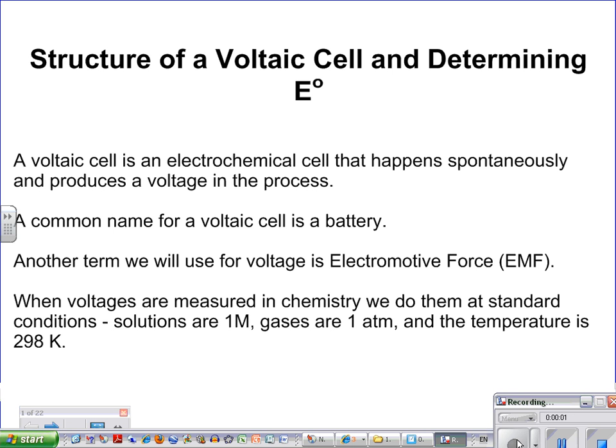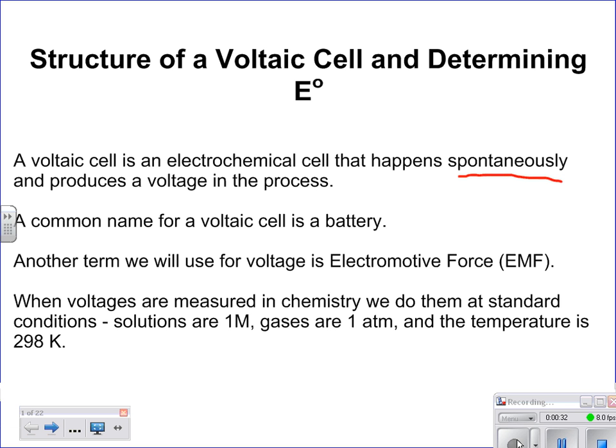Okay, so now what we want to do is determine the structure of a voltaic cell and also determine the cell potential. We have looked at the difference between a spontaneous and a non-spontaneous reaction. So we want to combine this with making a spontaneous reaction so that we can actually have a voltaic cell or a battery. And a couple points here: a voltaic cell is an electrochemical cell that happens spontaneously, so that's pretty important.